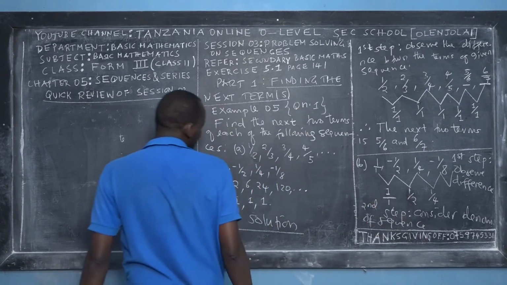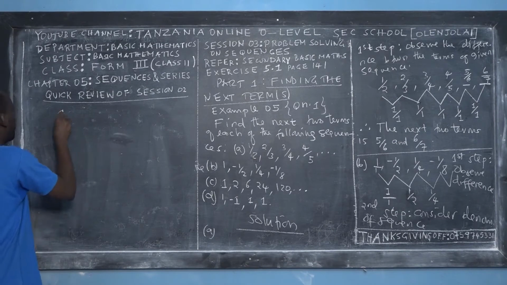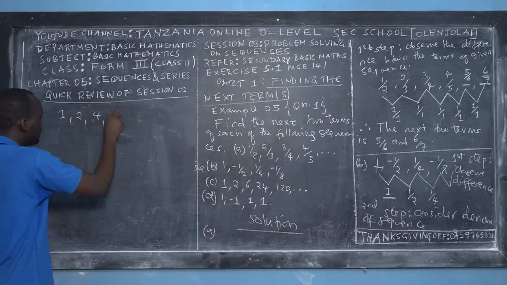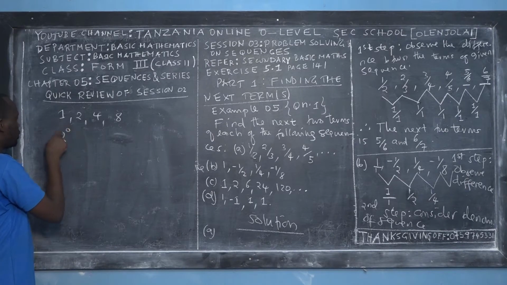So ignore first the sign, right? If you consider the denominator of the sequence, you have 1, the next one is 2, next one is 4, the next one is 8. What is the relationship between them? If you analyze that, this is 2 power 0, because 2 power 0 is 1. And if you analyze this one, this is 2 power 1, right?